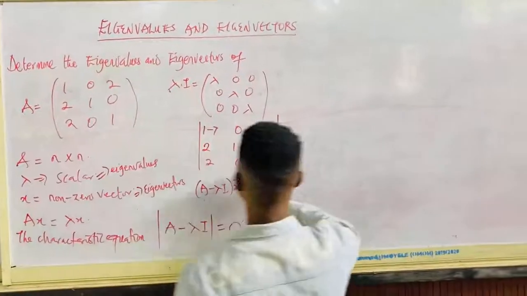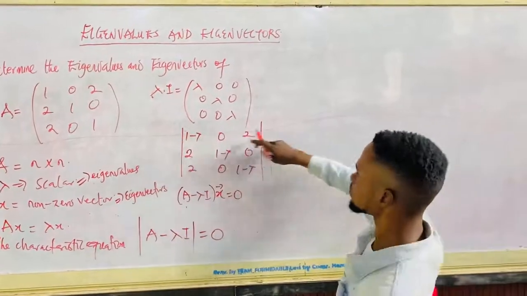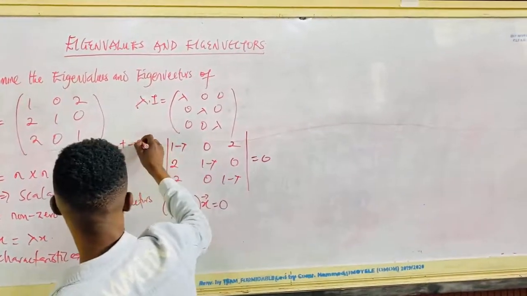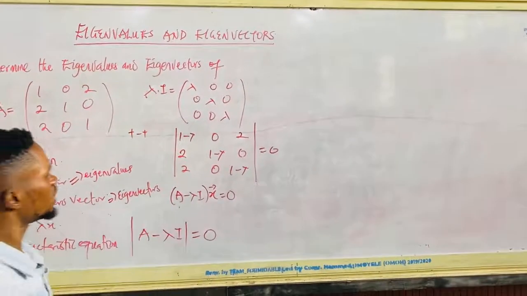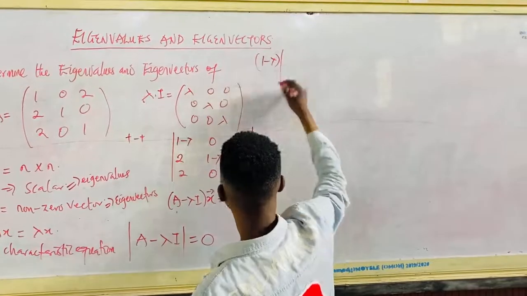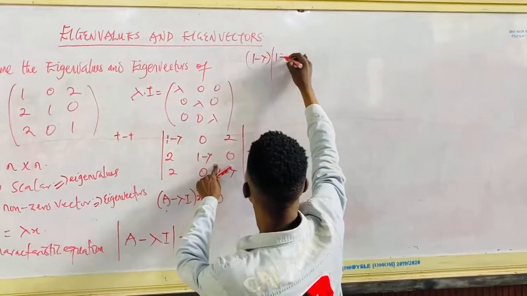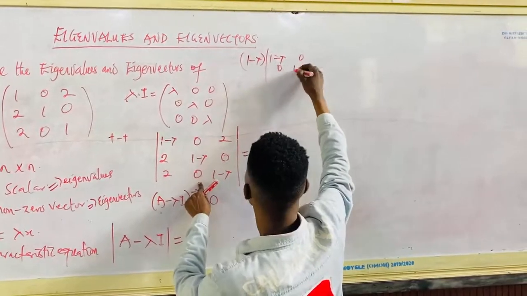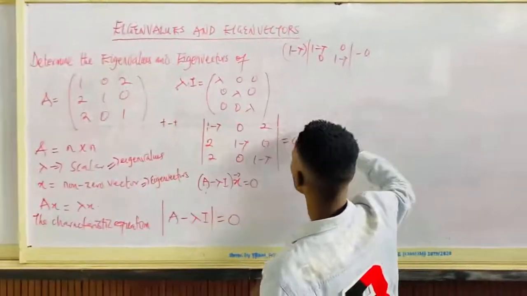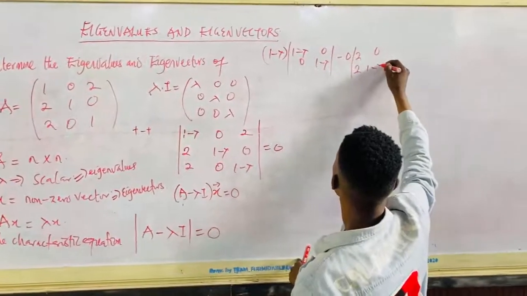Now, how do you find the determinant? This is a 3 by 3 matrix. Let's use the first row. We're using the first row, that's plus, minus, plus, to evaluate a 3 by 3 matrix. So that will be plus 1 minus lambda, then the determinant of 1 minus lambda, 0, 0, 1 minus lambda. Then minus 0, that's 2, 2, 0, 1 minus lambda. All this would be 0.